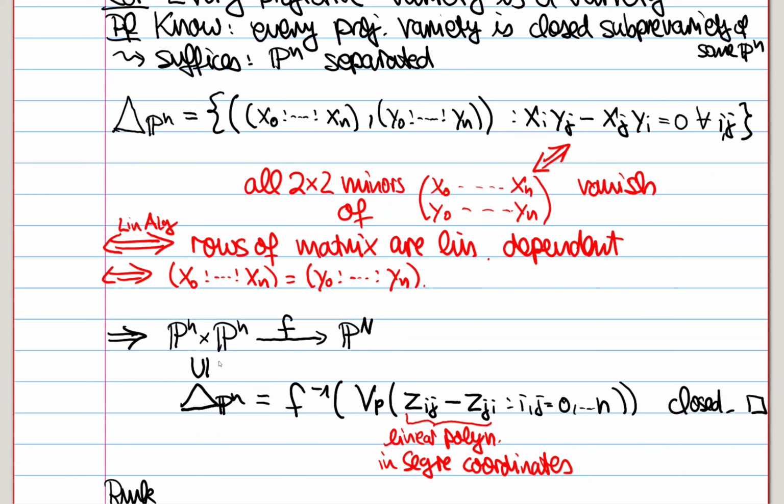So it was really helpful for understanding this diagonal that we could embed it into some known easy space, like a big projective space. And then there we had equations cutting out the diagonal by the pre-image.